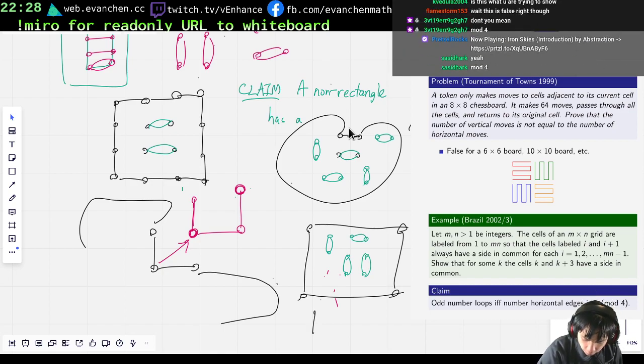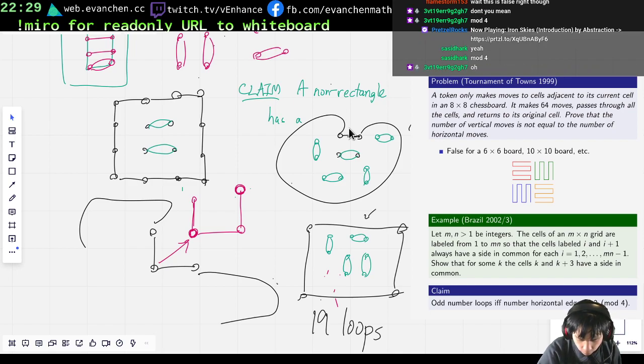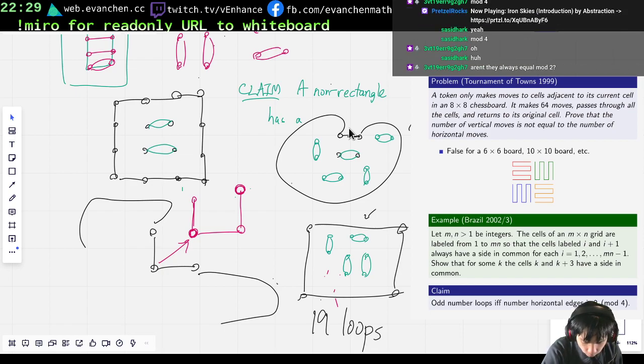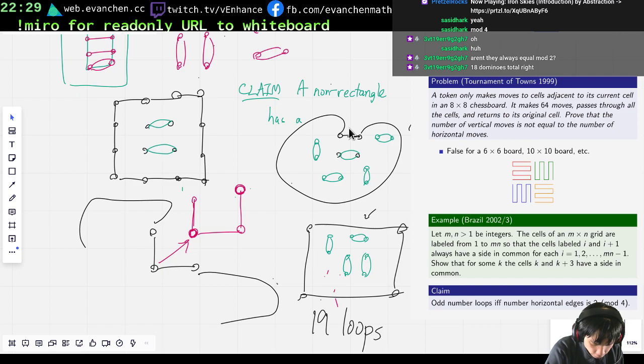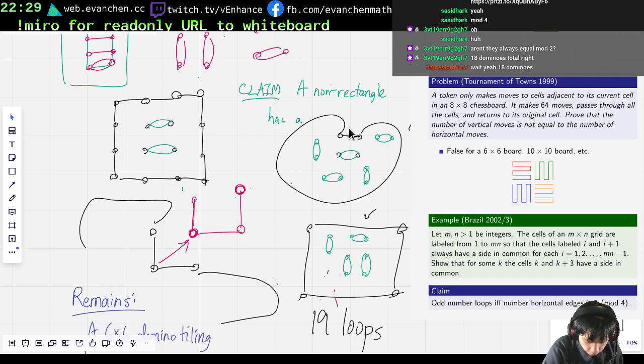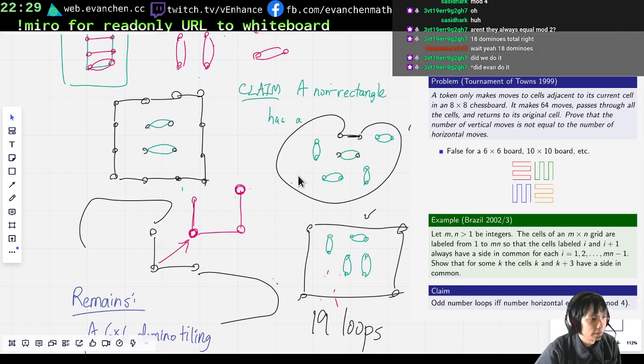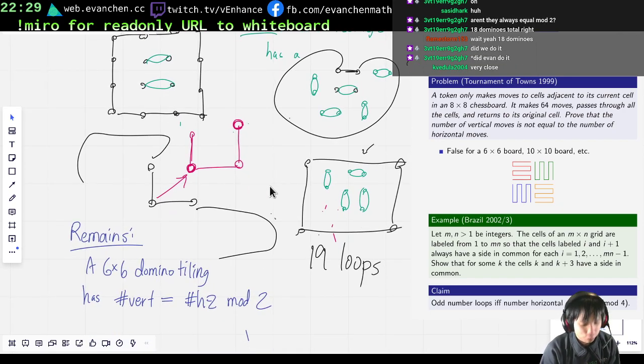There's 19 loops here. So it suffices now to show... what does it remain to show? A 6x6 domino tiling has number of vertical dominoes equal to number of horizontal mod 2. This looks like it's a lot easier. I really hope we can do this.